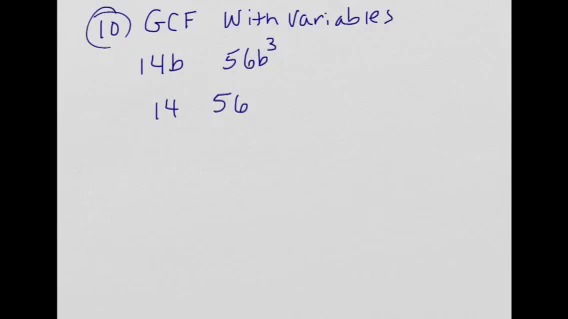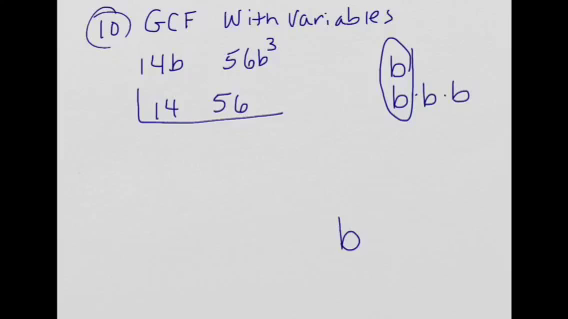All right, now let's see what we do with greatest common factor with variables. The first thing we're going to do is take our variables and line them up. So B is in my first term, 14B, and my second term has 3 B's. What I'm going to do is see how many B's they have in common, and that drops down into my answer. Now I'm going to do greatest common factor. So the greatest common factor for 14 and 56 is 7. 7 will go into 14 2 times, and 7 goes into 56 8 times.